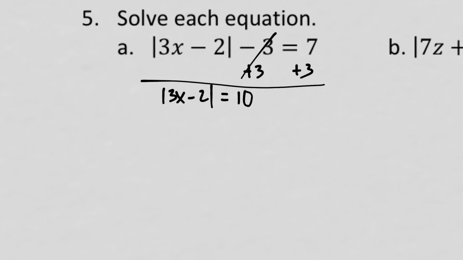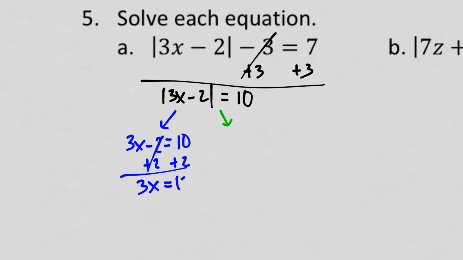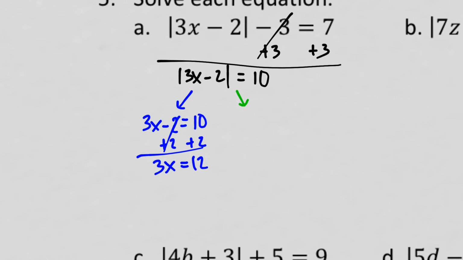Now I am going to solve that by splitting it up into 2. So I'm going to go that way and that way. On this one, I'm going to keep the exact same equation, 3x minus 2 equals 10. And we're going to solve it by adding 2. The equation, again, does not change, right? It's everything exactly the same, just 3x minus 2 equals 10. We added 2, we got 12. We divide by 3, we get 4. X equals 4. On the other side, the equation looks different. It's 3x minus 2 equals negative 10.